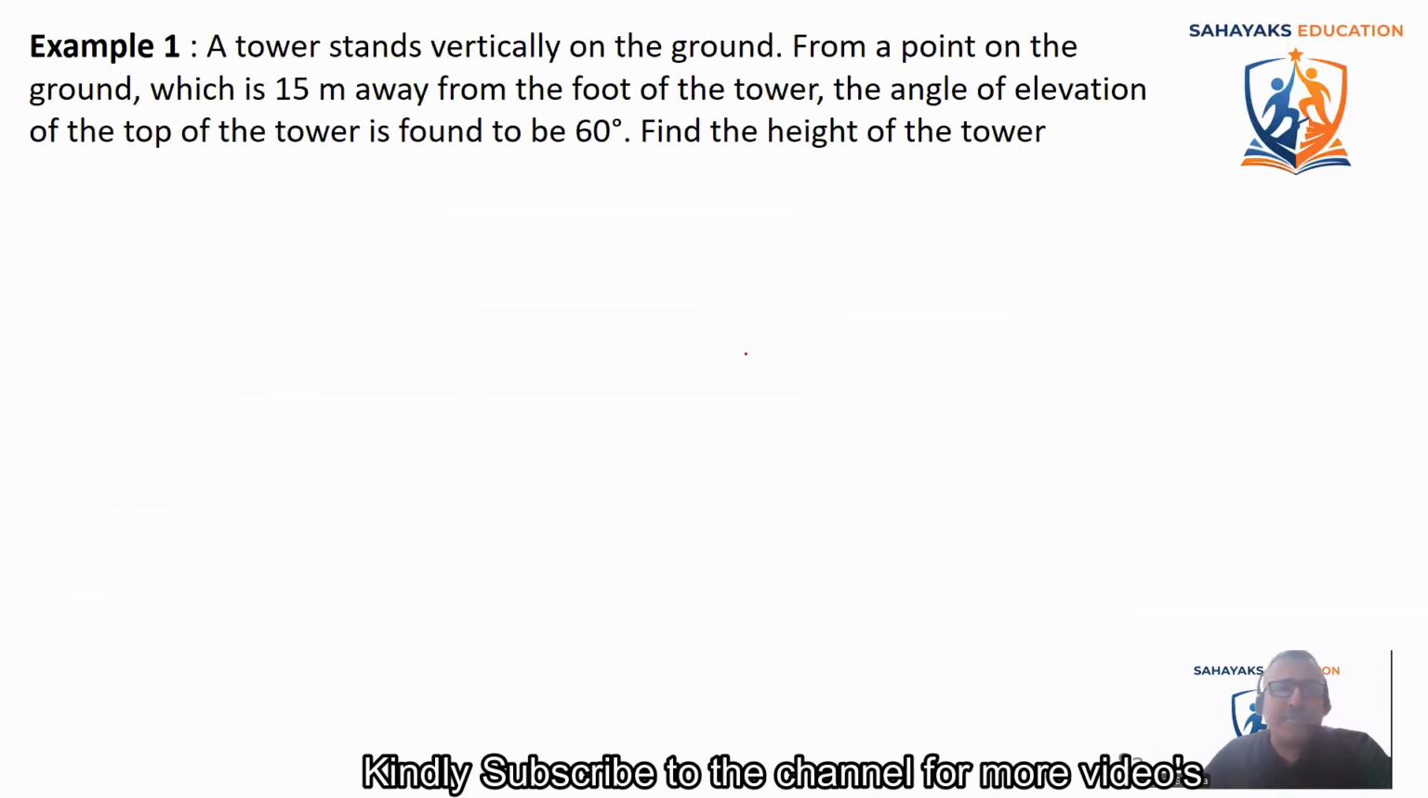Okay, a tower stands vertically on the ground. Vertically means standing straight. A tower is standing straight on the ground, from a point on the ground which is 15 meters away from the foot of the tower. The angle of elevation of the top of the tower is found to be 60 degrees.